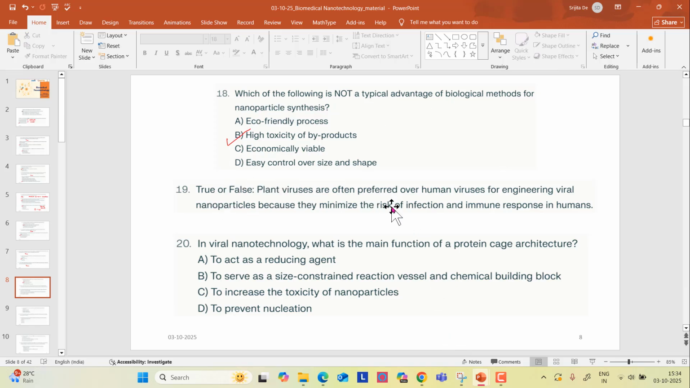So you can control the size and shape in biological method also, depending on the time. Like if you keep that for longer time, it may form bigger size. But high toxicity byproducts, you cannot control that. So they will form. So that is the disadvantage also.